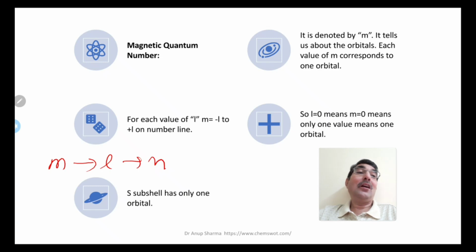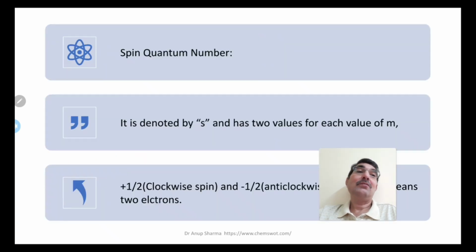So if l equals 0, then m equals 0, means only one value, means one orbital. So one value of m means one orbital. So s subshell has only one orbital. That's what we get out of this.